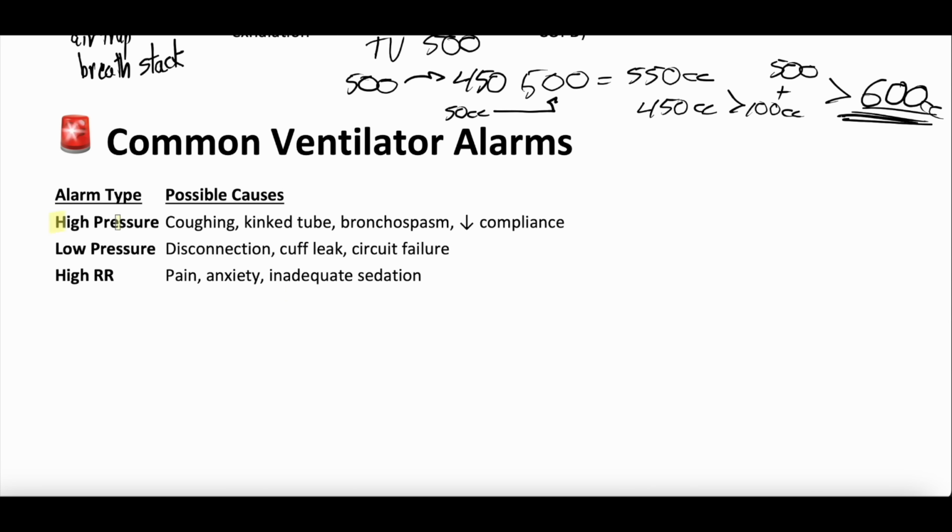And then last but not least is going to be common ventilator alarms. The three to think about are high pressure, low pressure, and high respiratory rate. Again, these are the basal, foundational, fundamental alarms. There's tons more, which we talk about in a future video.